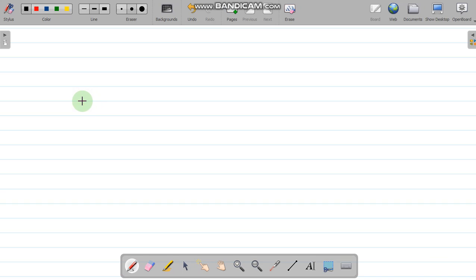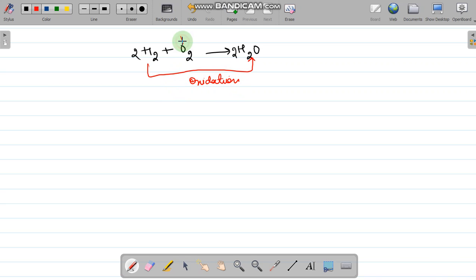Now, oxidation and reduction, we have seen, go side by side only. For example, if I take H2 plus O2, it forms a water molecule. In this process hydrogen is being oxidized and oxygen is being reduced. Hydrogen is a reducing agent and O2 is an oxidizing agent. It means that oxidation and reduction reactions take place simultaneously. They are complementary reactions.